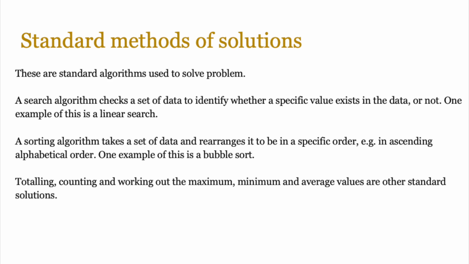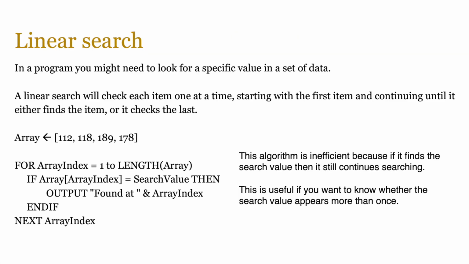A sorting algorithm takes a set of data and rearranges it to be in a specific order. For example, ascending or descending, alphabetical order, or Z to A. And one example of this is bubble sort. Totaling is basically addition. Counting is working out how many numbers occur or how many steps are taken. And max, min, and average are pretty straightforward mathematical operations, and you should be familiar with them. Let's start by looking at linear search. In a program, you might need to look for a specific value in a set of data.